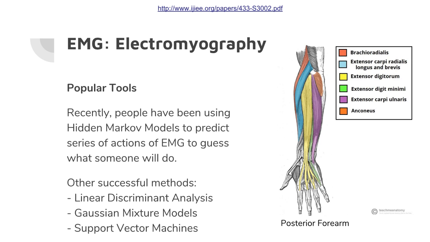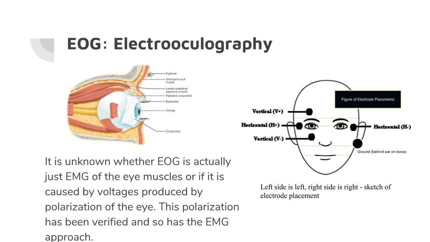All right, cool. We'll move on to EOG. It is actually unknown where the signal for EOG comes from. People do not really know whether it's caused by the muscles inside of the eye, which you can kind of see in this figure, or by a polarization where at the front of the eye there is one type of charge, and at the back of the eye there's a different charge.